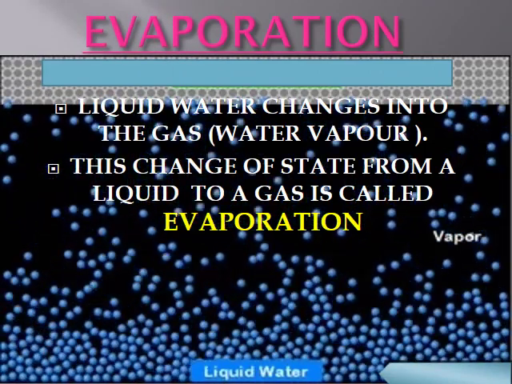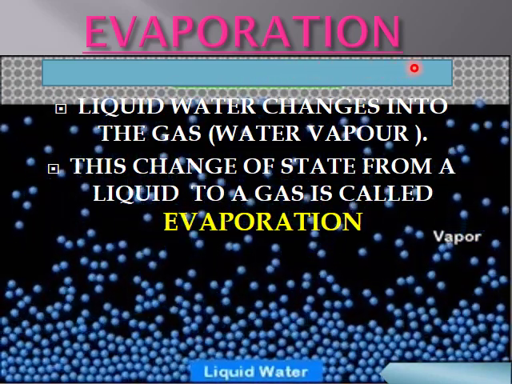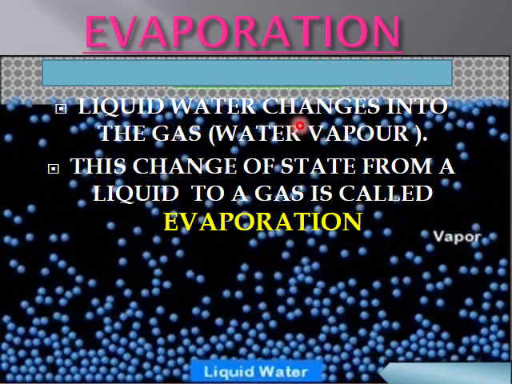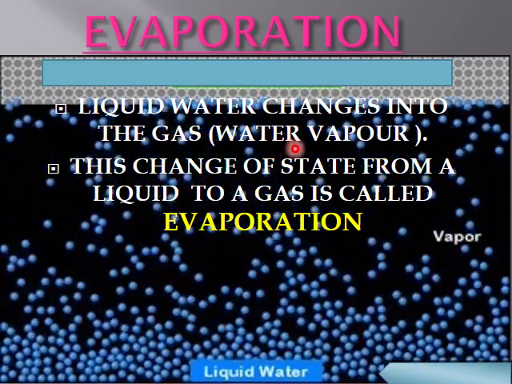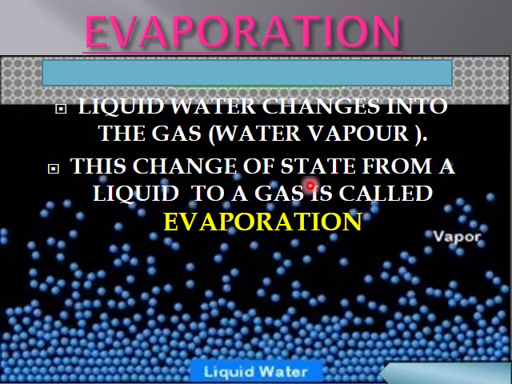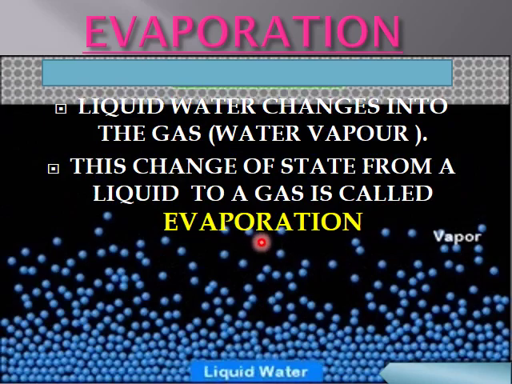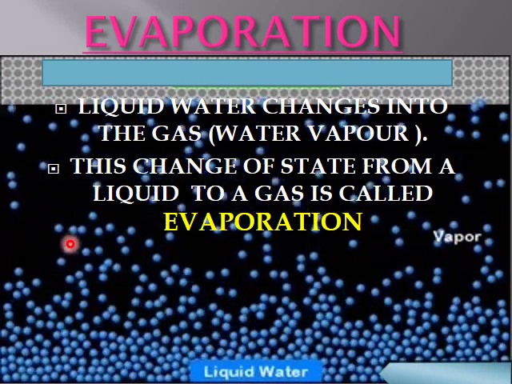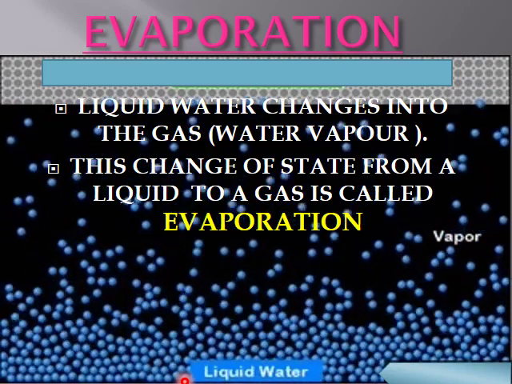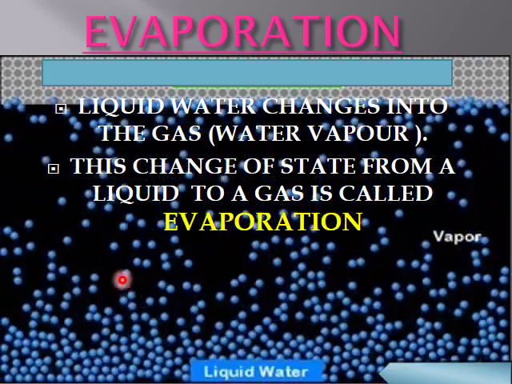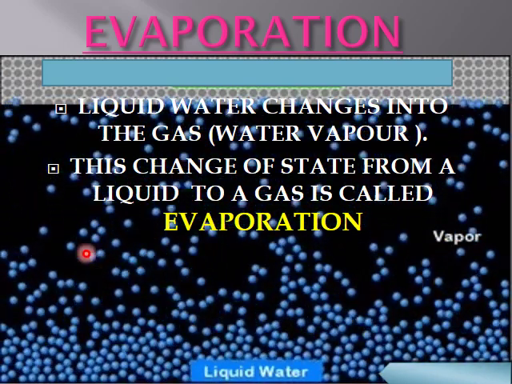My dear students, here is the next: evaporation. What is evaporation? Liquid water changes into gas, or water vapors. This change of state from a liquid to a gas is called evaporation. You can see here how the water vapors evaporate into the surrounding environment. So my dear students, liquid water changes into gaseous water vapors.